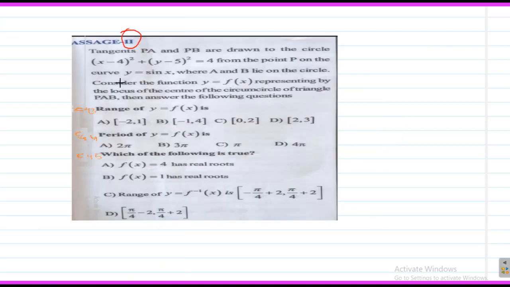Yeah students, our next problem is passage 2. This passage consists of 3 questions, C43, C44, C45. Okay. So first of all, I want to read the question. Tangents PA and PB are drawn to the circle (x minus 4) whole square plus (y minus 5) whole square equal to 4 from the point P on the curve y equals sin x. The curve y equals sin x is given, and a circle is given. First of all, I want to draw the diagram for this information.